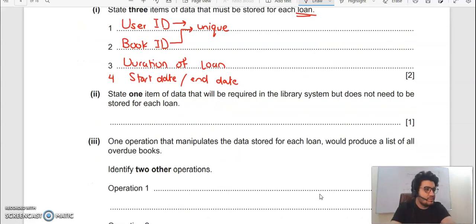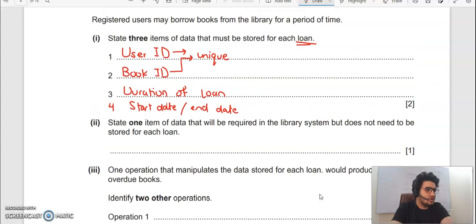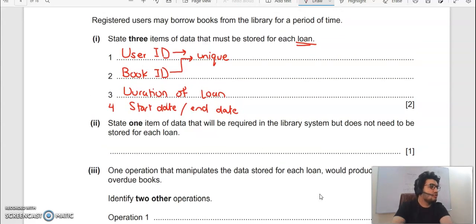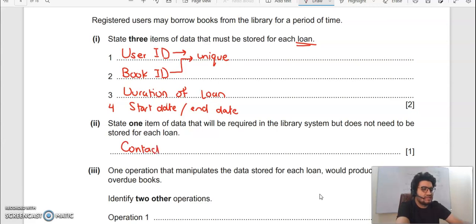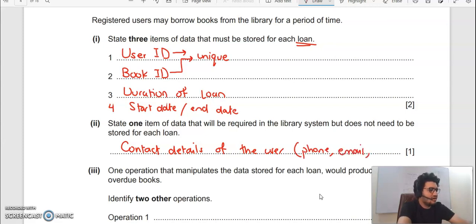Anyway, the next part: state one item of data that will be required in the library system but does not need to be stored for each loan. Now there could be a lot of things. You do not need to store everything for each loan, but it has to be a part of the library system. Generally, it could be details about the user, like contact details of the user, such as phone number or email, maybe a student ID or an ID card, or maybe address, something like that.